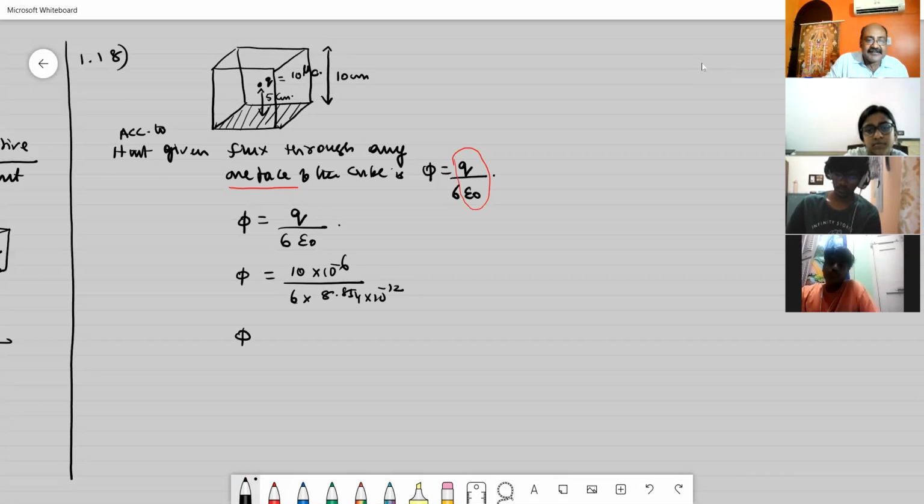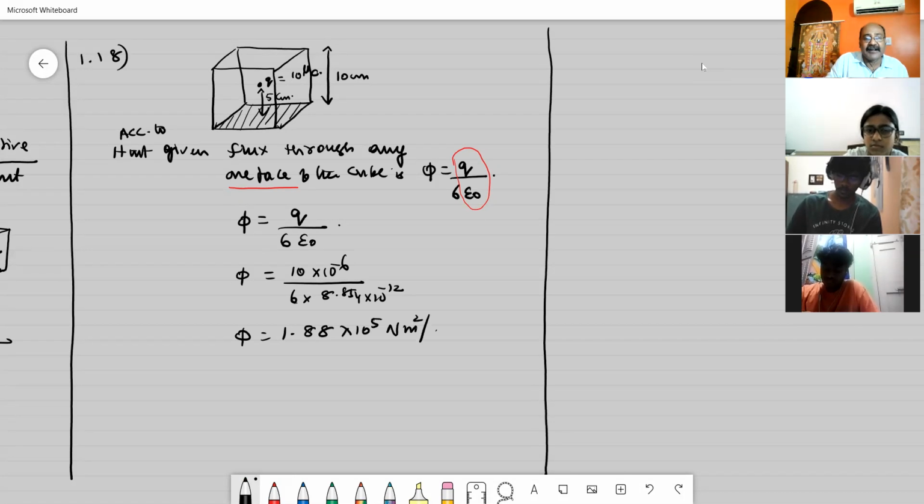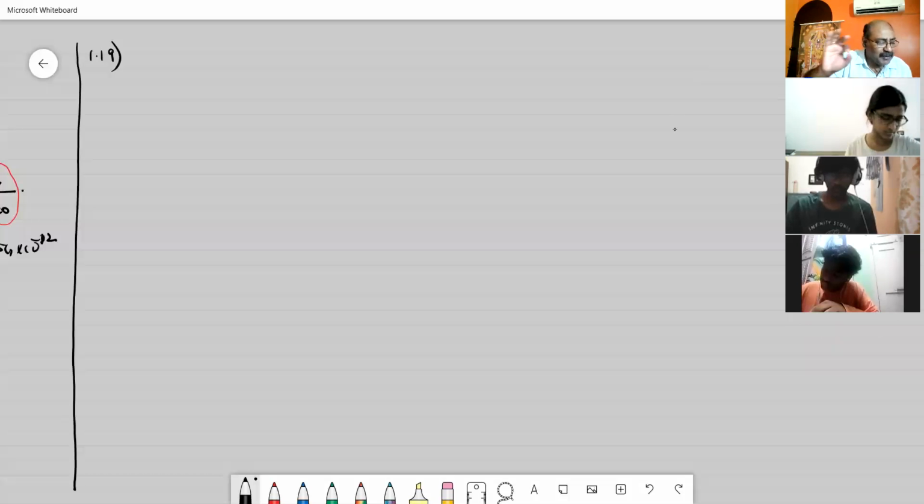I have simplified this with the help of my calculator, and the answer that I have got is 1.88 into 10 to the power of 5, and the flux in terms of Newton meter square per coulomb. This is the answer that I got. Check it out. A simple problem.